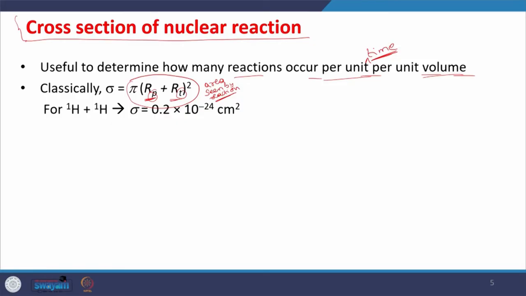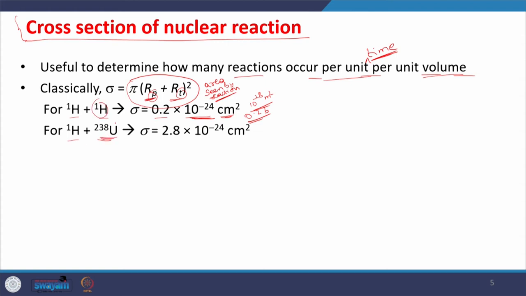This is a classical treatment. For example, if I go for proton plus proton, classically it is 0.2 barn, in centimeter square. In terms of meter square, it is basically 10 to the power of minus 28 meter square, is it not? So 0.2 barn is the cross section for proton plus proton. And remember, all this is classical treatment. Proton plus uranium-238, immediately I jumped from proton to uranium-238 as the target. The projectile is proton only. Then you see the change in the cross section from 0.2 to 2.8 barns. The order is the same, it is barn only.